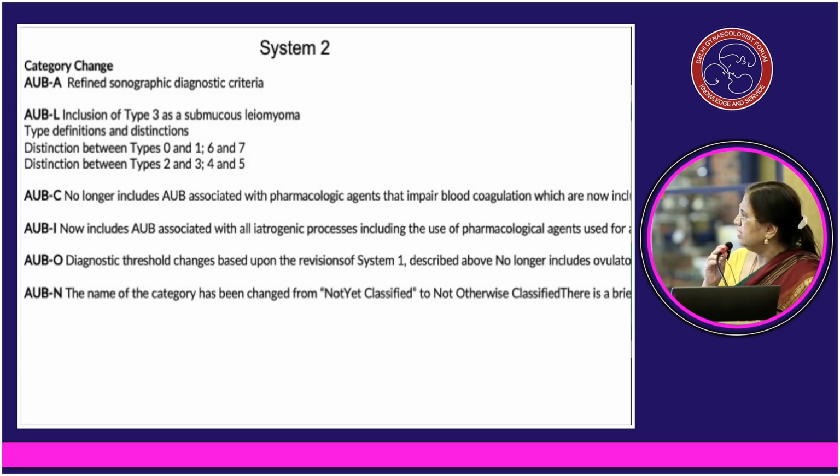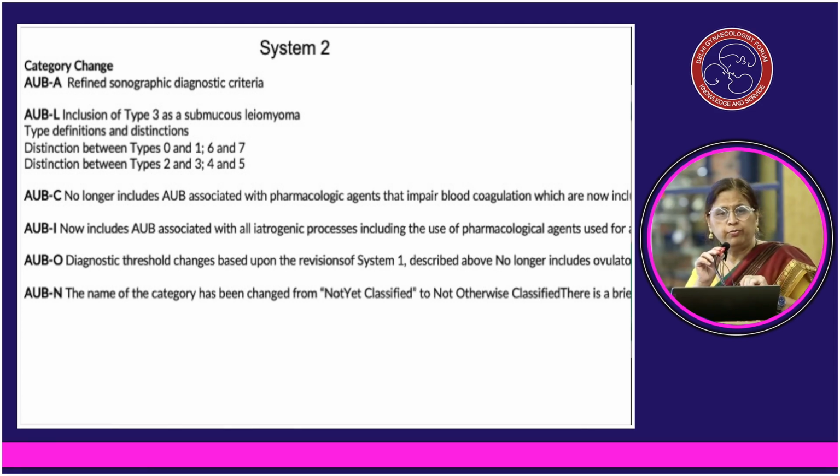And a very interesting point is that AUB-I now includes AUB associated with all iatrogenic processes, like the IUCD which we are putting in. So if we are putting an IUCD, that will also cause AUB-I. That is why I was saying AUB incidence has increased, because the classification has some changes. And AUB-O, the diagnostic threshold changed based upon the system, so that it does not include anything, any medication, causing ovulatory disorder, including hormones which we are using, OCP, any kind of this thing will be included in the iatrogenic, not in ovulatory.